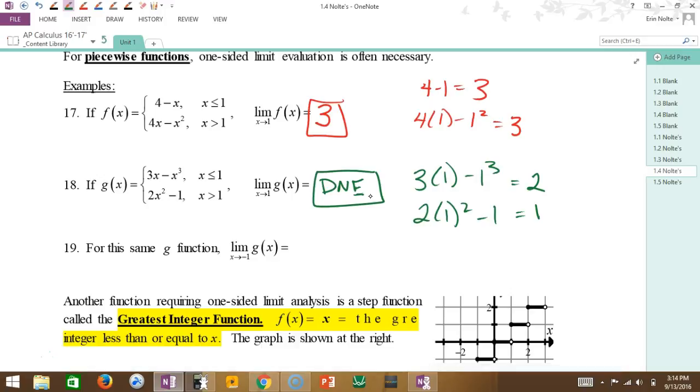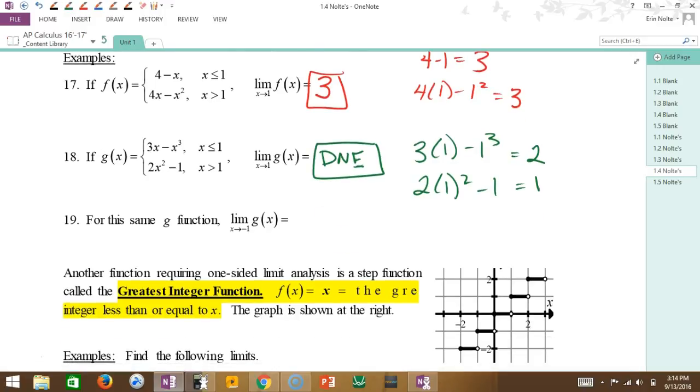Okay, interesting question, number 19. Okay, so it says we're going to use the g function, so this one right here, and this time we're going to find the limit as x approaches negative 1. How do we do this question? Why the top equation?